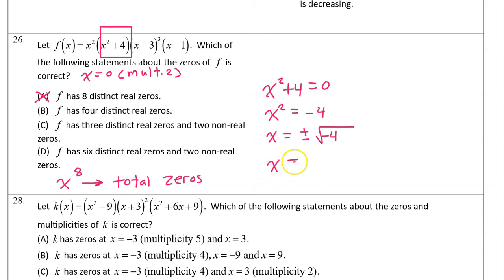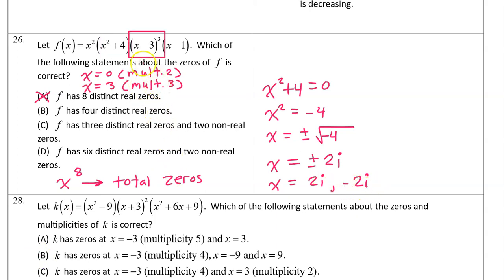So I'm going to have x equals plus or minus i something. And then because the square root of 4 is 2, I'll put the 2 in the front. This will be plus or minus 2i. To be clear, that's 2 imaginary zeros, 2i and negative 2i.